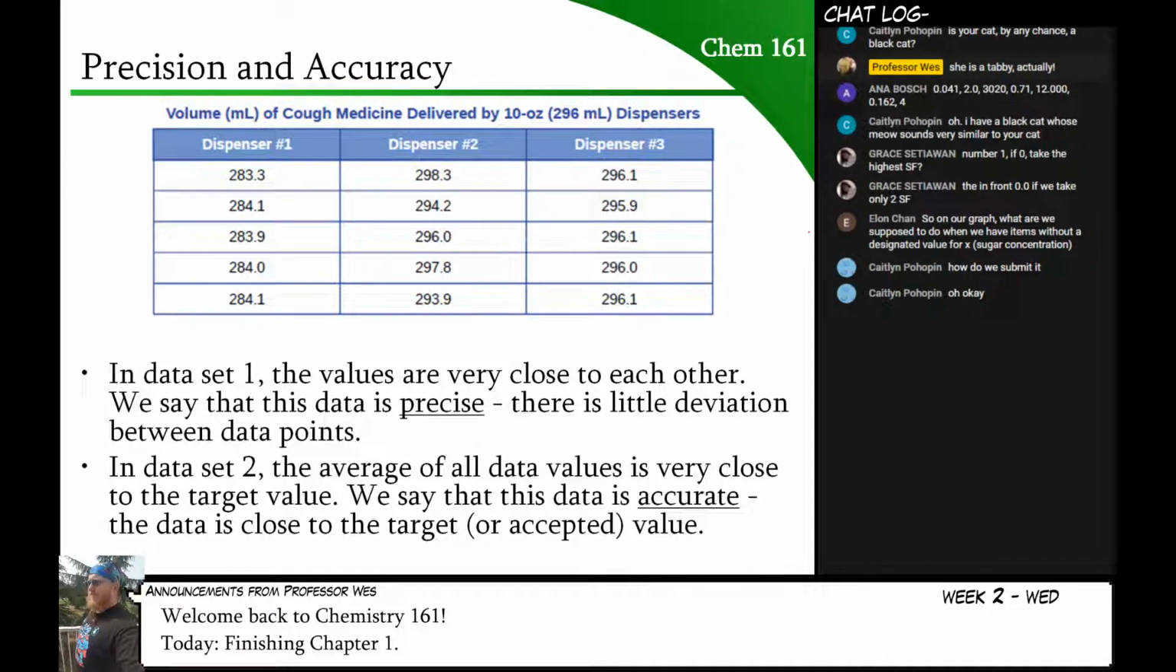All right. So there's our definitions there. Data that is precise is very close to other data points, whereas data that is accurate is close to the correct answer.